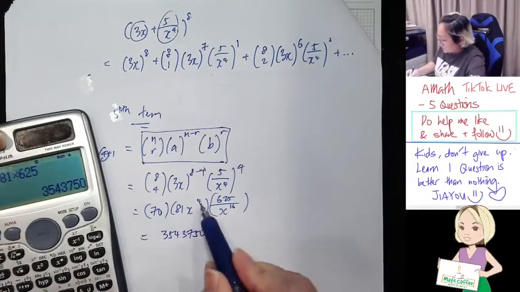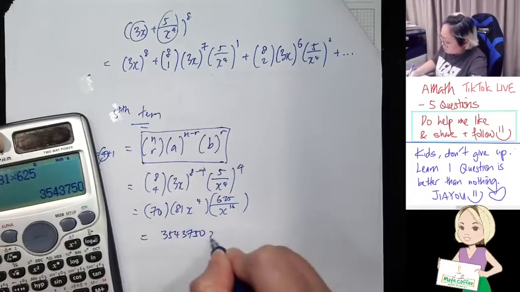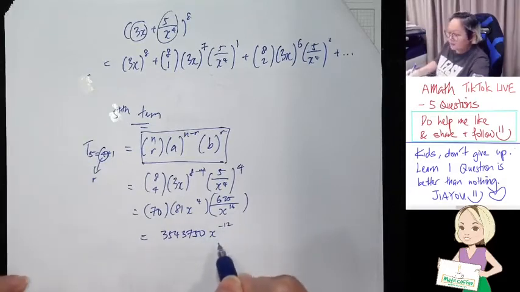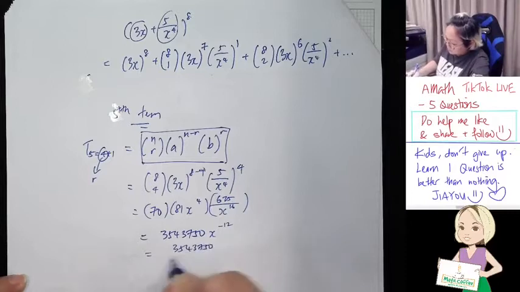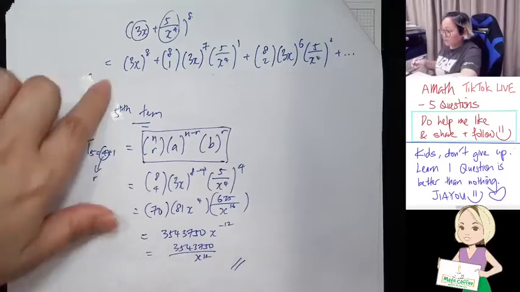I get 3543750. And then this is what x^4 over x^16 means: x to the power of minus 12. But usually we don't leave it in negative index. So it's 3543750 over x^12. So this is my fifth term.